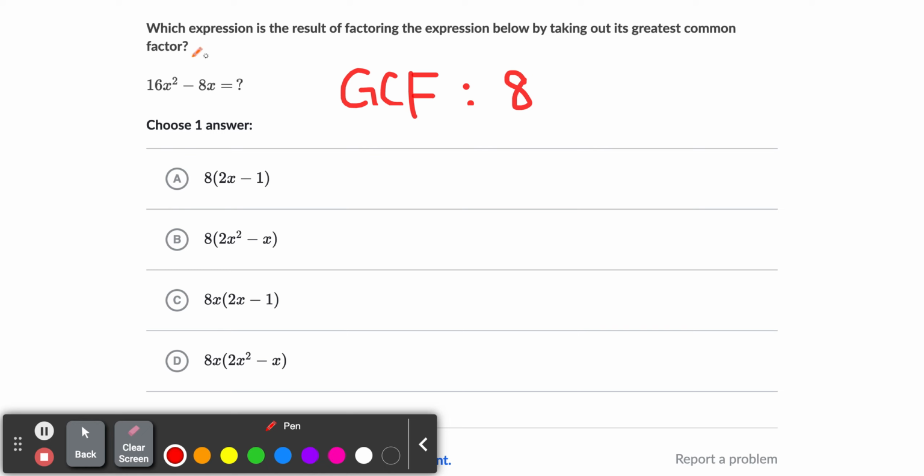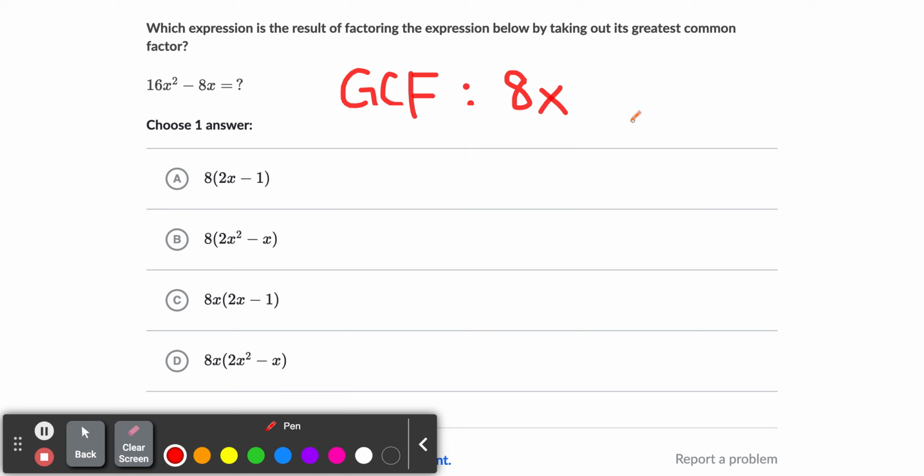And then if I look between the x squared and the x, one of those x's will go into both, right? An x squared cannot go into x nicely, but an x can go into an x squared. So this is the greatest common factor for these two terms, okay?